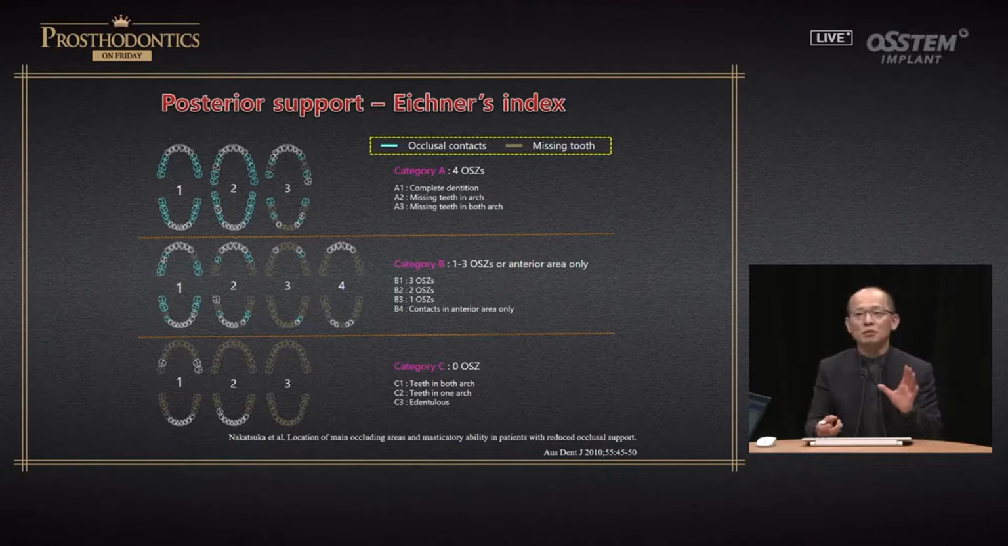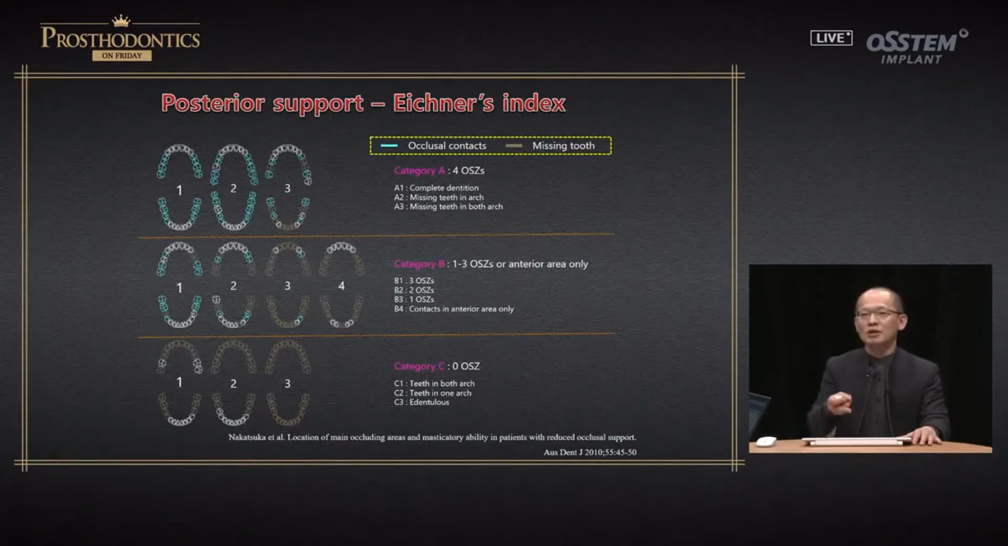So using implants, category B is turned into category A, which makes things simple. Category B has occlusal support zones 1, 2, 3, and you also have category C. So these are the overall indices that you could use. So from category B, using the implants, if you can have posterior support in 4 zones, then you can have a restoration that is in category A. That is how you can interpret this index.